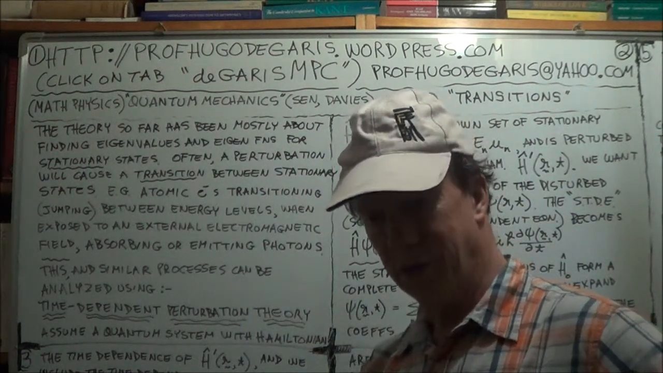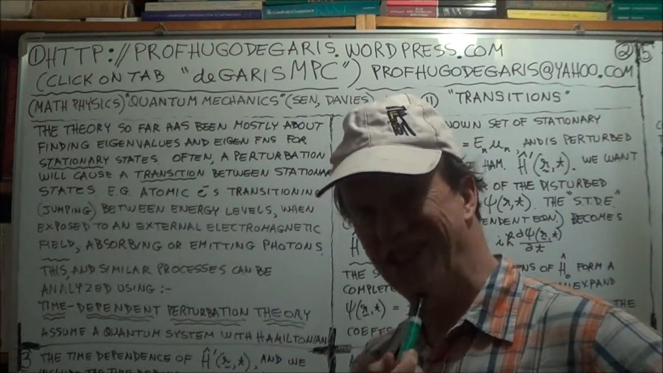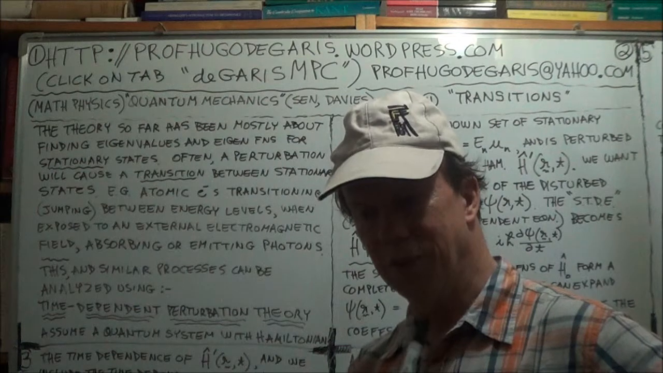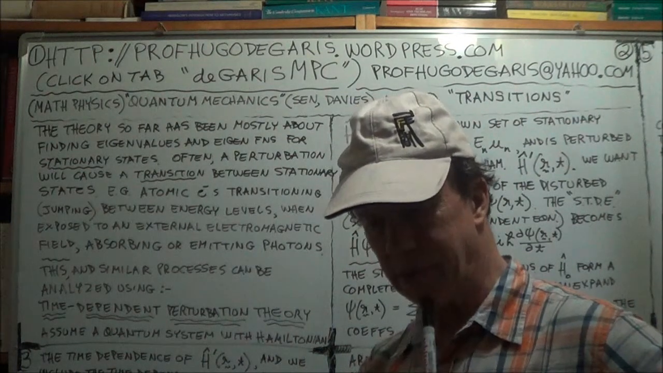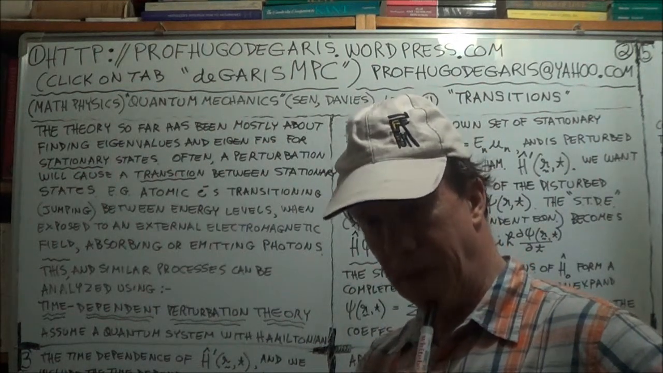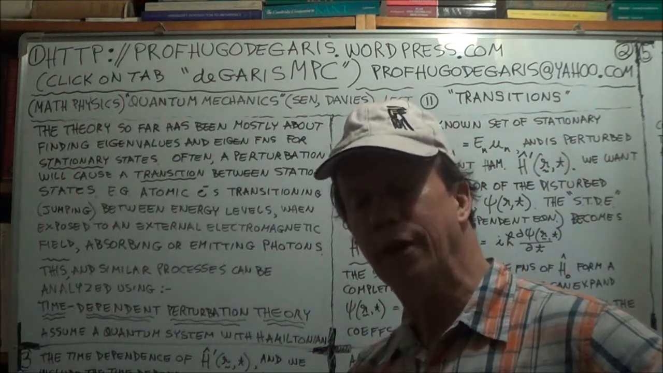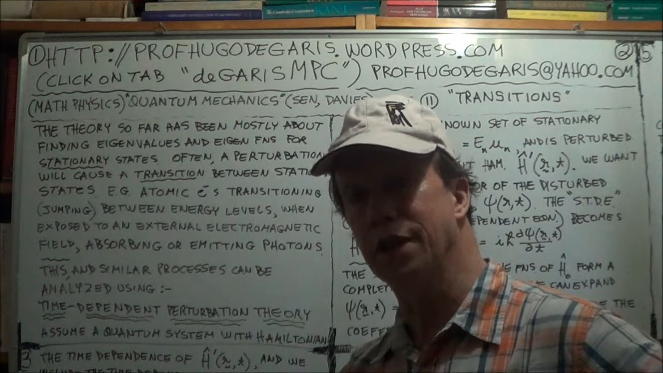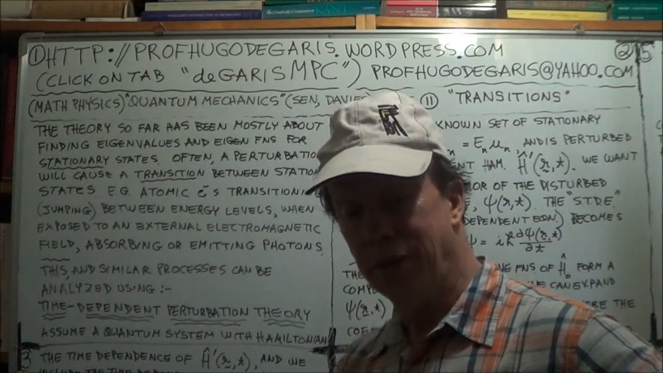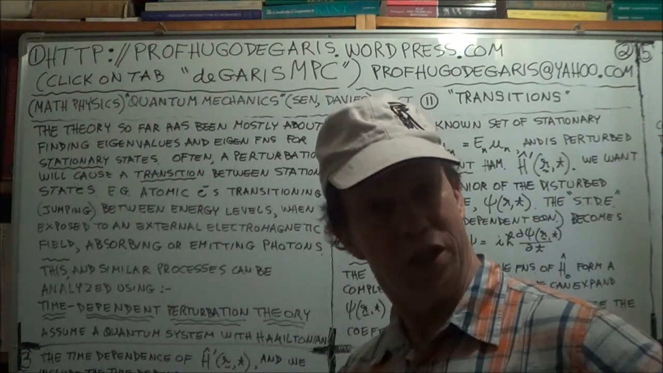And in later sessions we'll be talking about probability amplitudes for transitioning, moving from one stationary state to another. Reminder, what is a stationary state? When you square it, you get the probability density. And if that probability density is independent of time, it does not change with time, then that state is called a stationary state. Stationary meaning doesn't change in time.